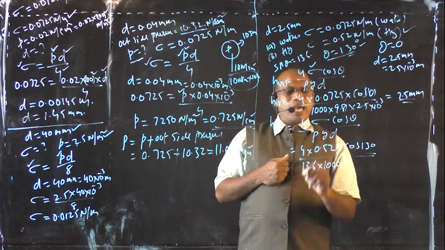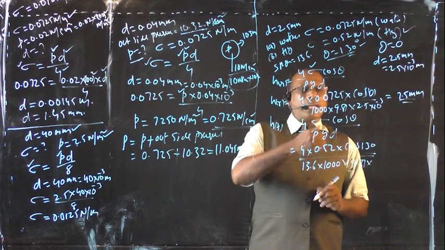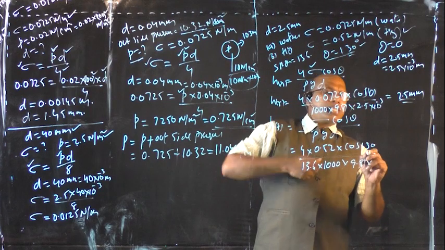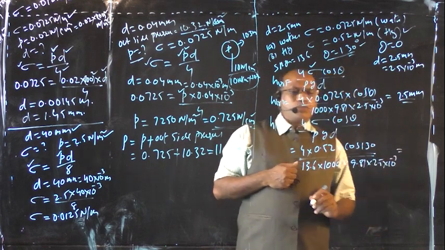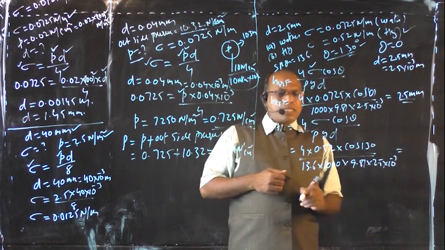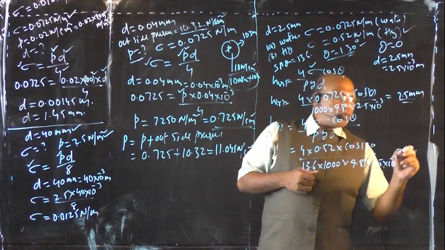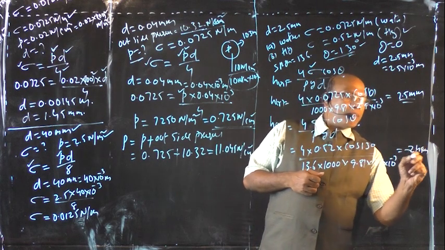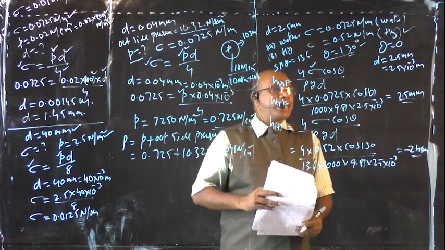That is the rho value, into G value 9.81 into D, diameter given, that is equal to 2.5 into 10 power minus 3. Therefore capillarity fall H is equal to minus 2.450 mm, right?